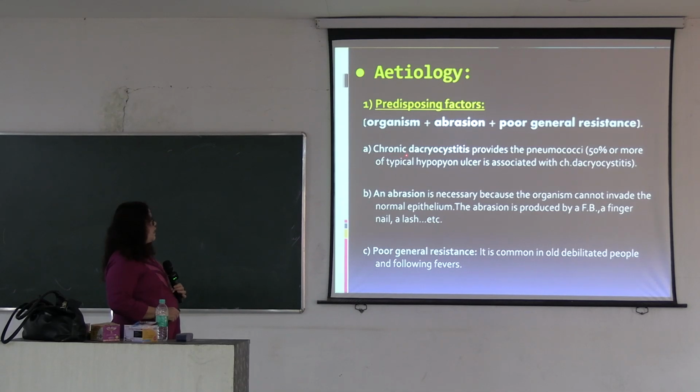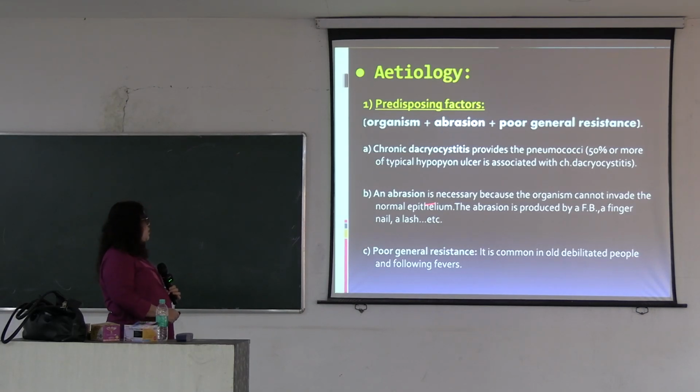First one is chronic dacryocystitis. Chronic dacryocystitis is the most common cause of hypopyon corneal ulcer. 50% of the pneumococci are the source of hypopyon corneal ulcer, and it occurs from sac infection.